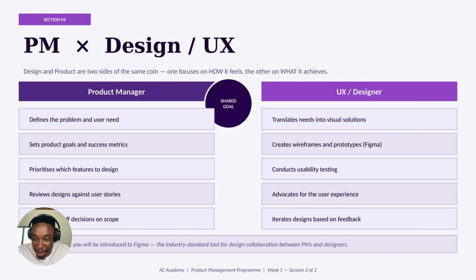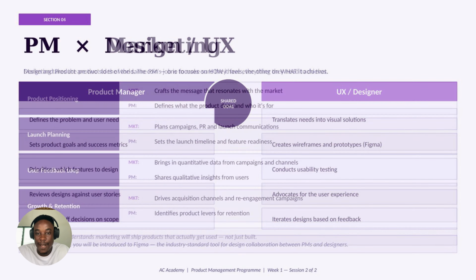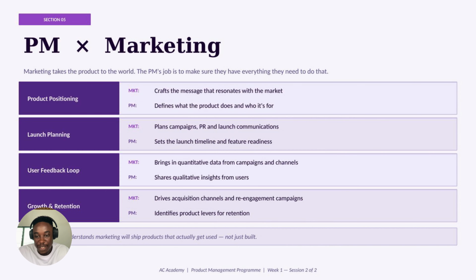All right. So we move on to product manager versus marketing. So the marketing takes the product to the world. So your job as a product manager is to make sure they have everything they need to be effective in this action. The slide breaks the relationship into 4 areas: product positioning, launch planning, user feedback loop, and growth and retention.